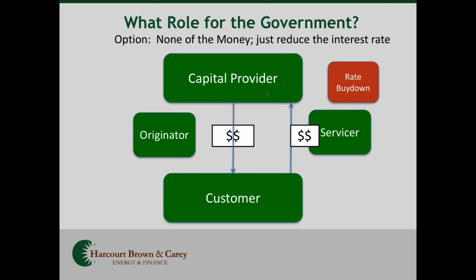And finally, in terms of options, there's the rate buy-down. Again, there's no government money invested and no money put at risk. However, government money is used in this case to reduce an interest rate by 2 to 3%, 4%, 5%. There are programs in Massachusetts, for example, that offer a buy-down from a market-based interest rate down to a 0% rate to encourage customers to do energy efficiency. There have been some very successful programs that do this.